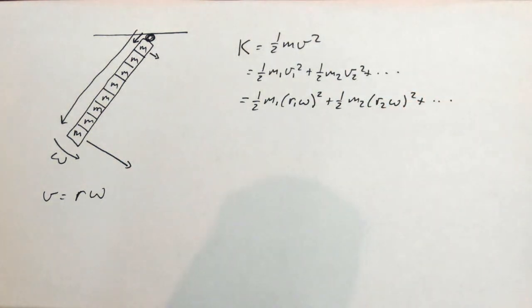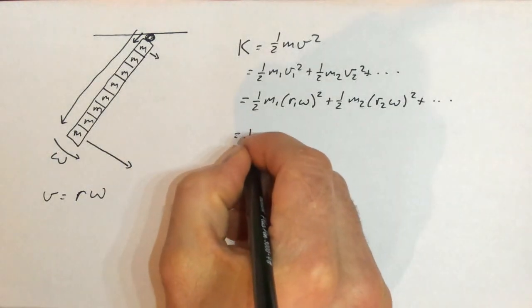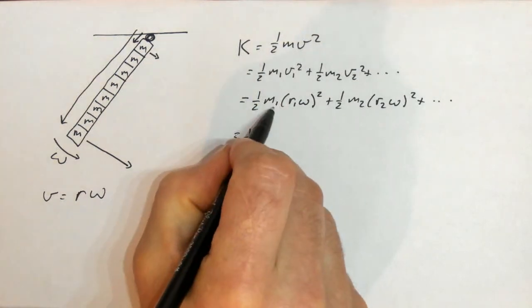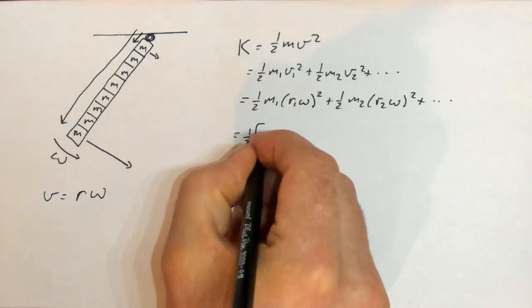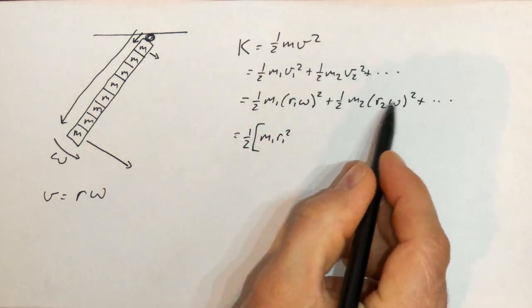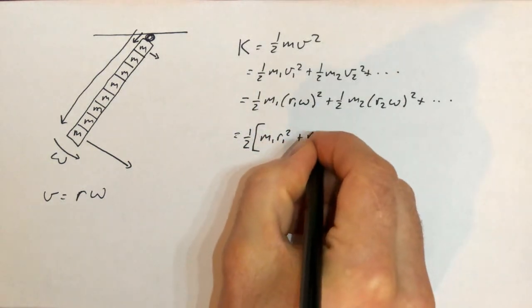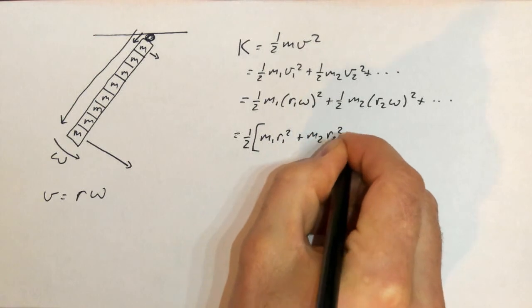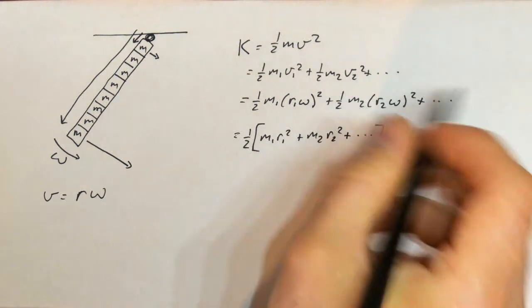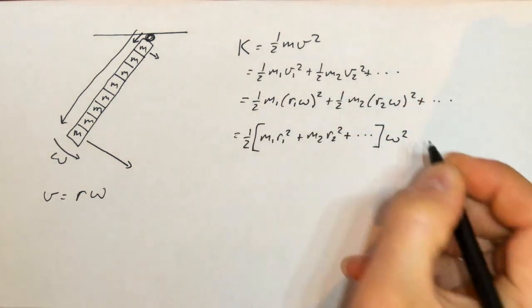Okay. Since the omega is the same, we can pull that out, and I'm going to pull the 1/2 out too. Put brackets here. I'm left with an m1 r1 squared. Here I'm left with an m2 r2 squared plus... And I've got this omega squared that pulls out at the end.